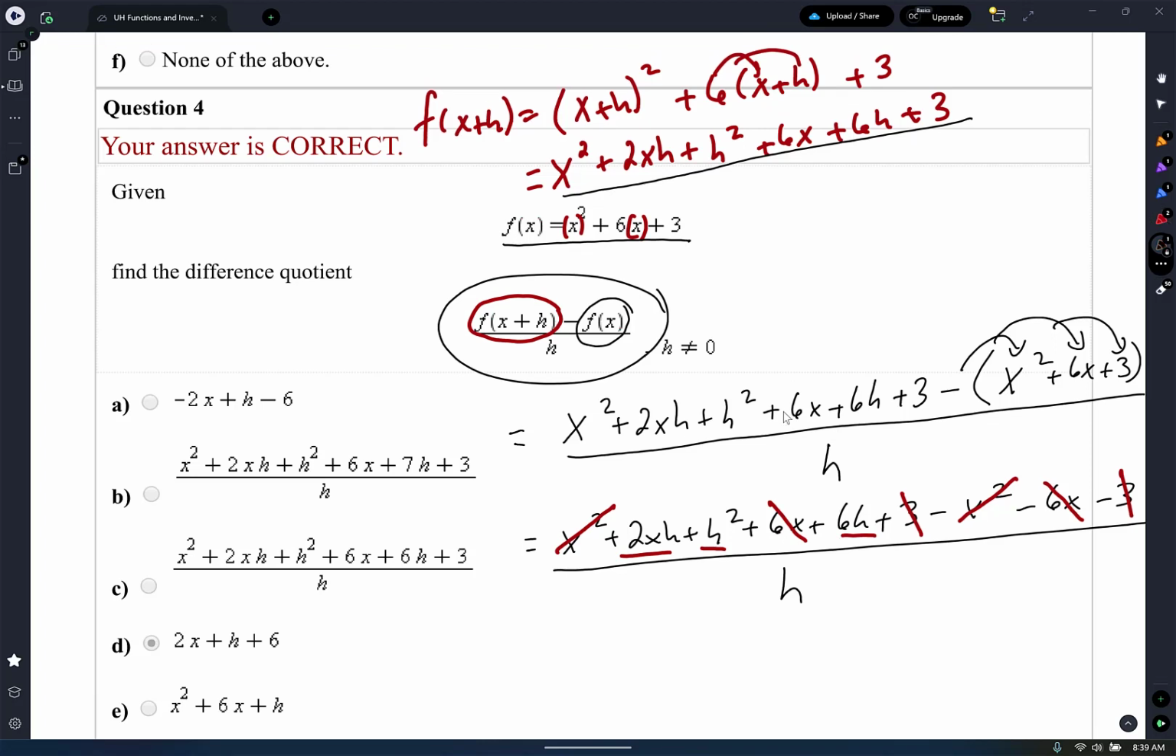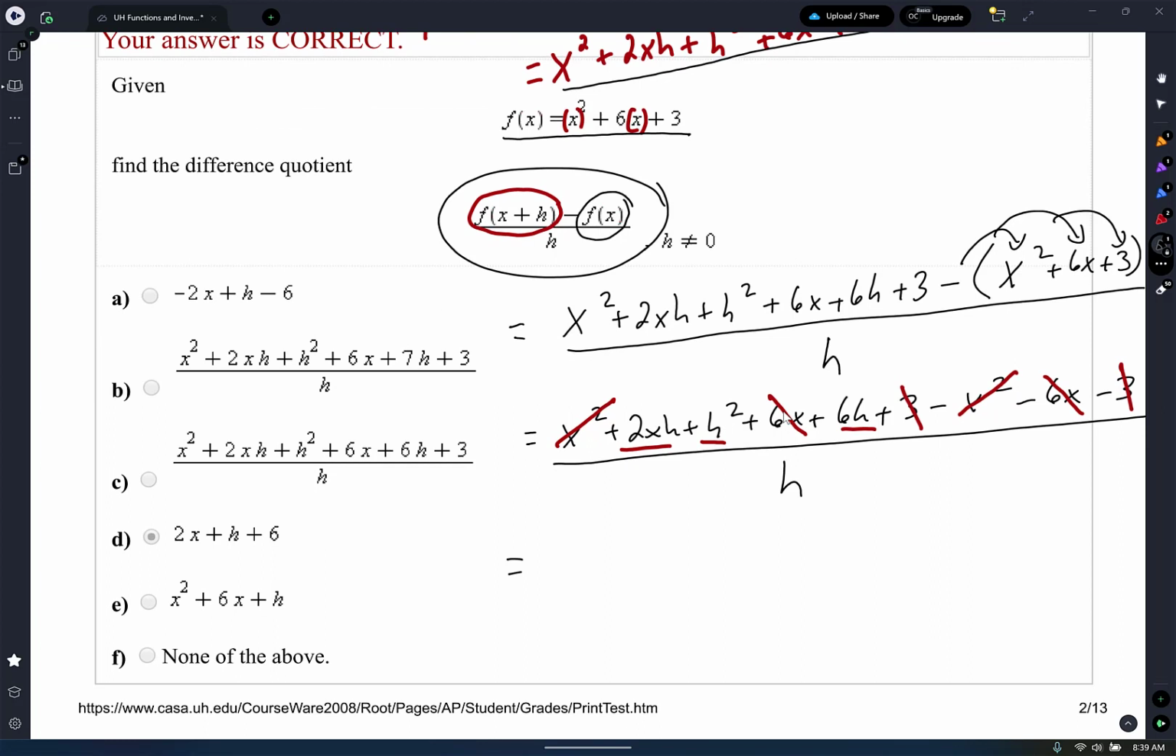Can I factor out an h? So here it is. I'm factoring out an h. Parenthesis. 2x plus, there's still going to be one h left, plus 6. Close it. All over h. What cancels out? The h's. So you're finally just left with 2x plus h plus 6.